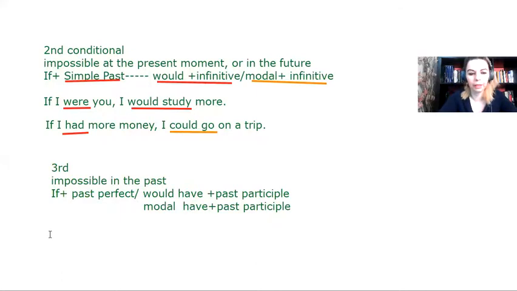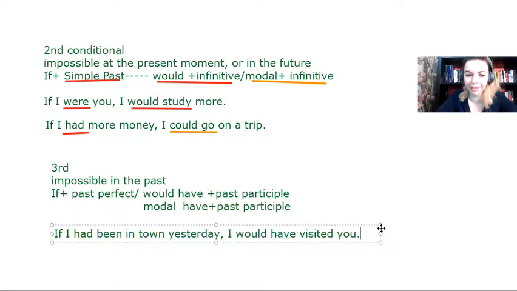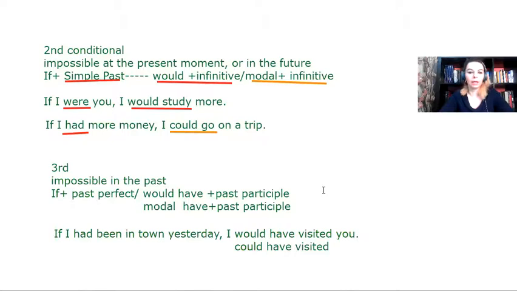So we say, if I had been in town yesterday, I would have visited you. Okay, I wasn't in town, so I didn't visit you. Now I regret it. But I say, if I had been in town yesterday, I would have visited you. Or instead of saying I would have visited you, I might use I could have visited you. Okay, alternatively. Now, that's the third conditional.